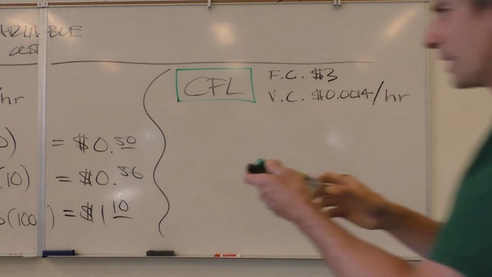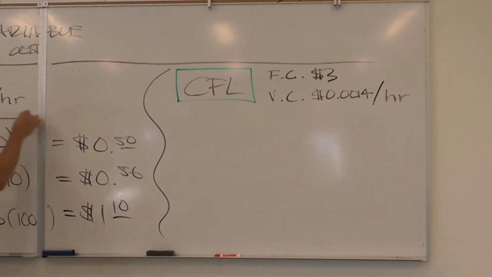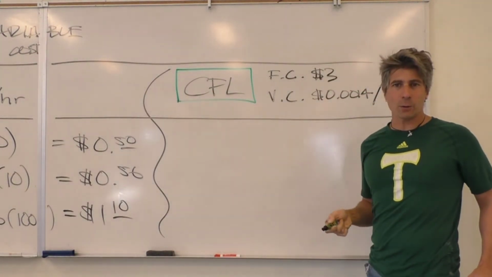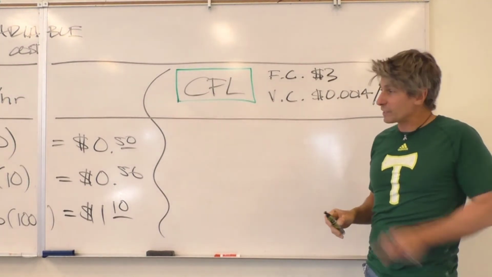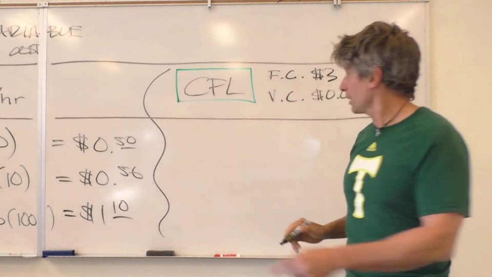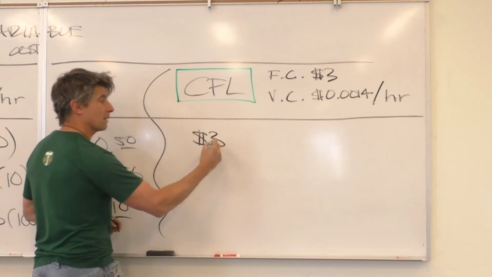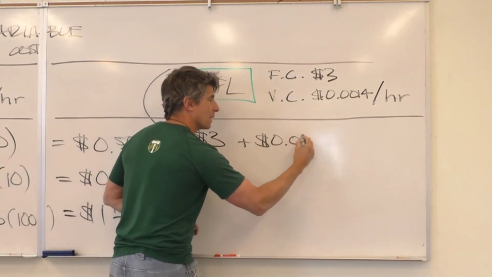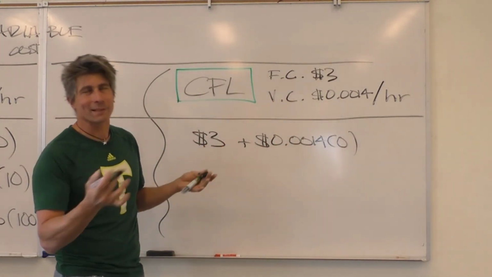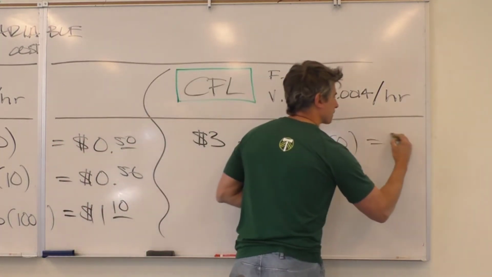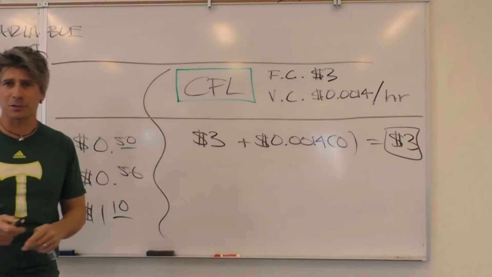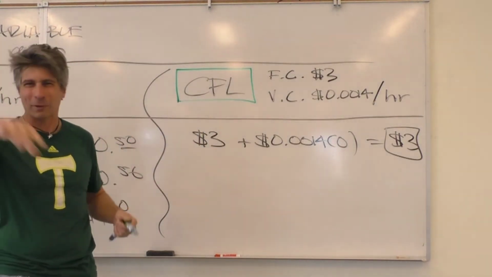Okay, now I'm also going to draw a line right across here, just like that. I'm going to do 0, 10, and 100 hours for the CFL, just like I did for the incandescent. So 0 hours would mean we buy the CFL and put it on the shelf and never use it. That would be the fixed cost of $3 plus the variable cost, 0.0014 times 0, which just becomes 0. So it would just be $3. So 0 hours, $3, which is essentially just the fixed cost. Boring, right? Let's not talk about that anymore.